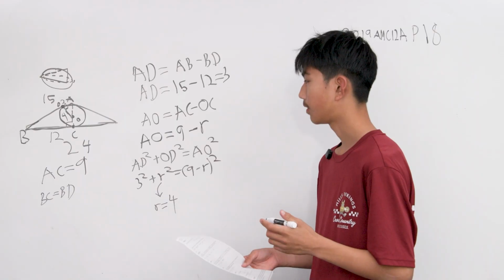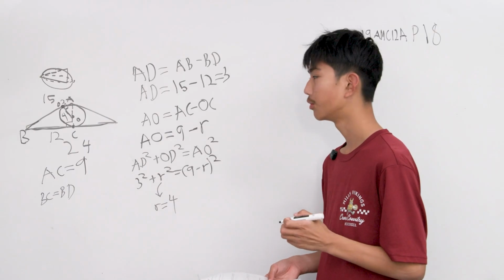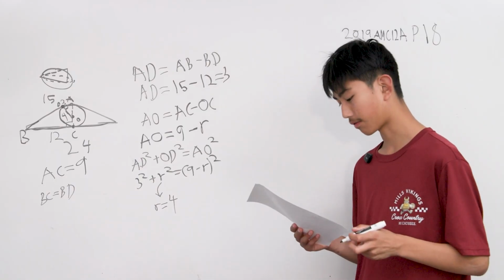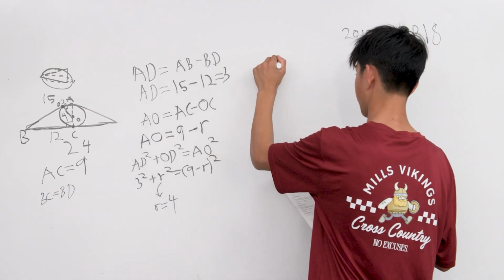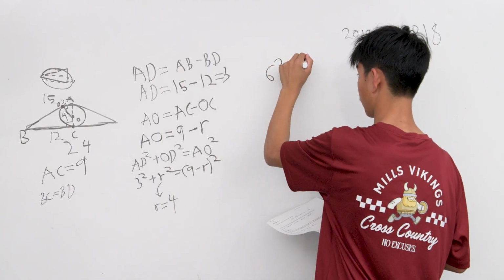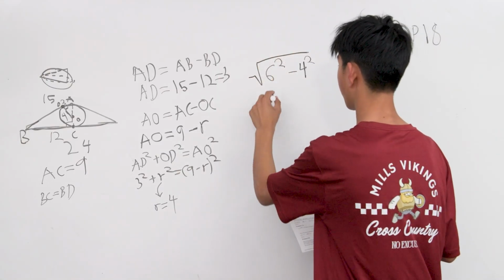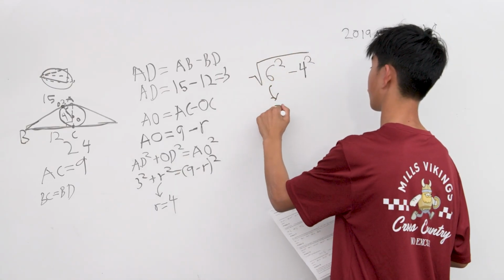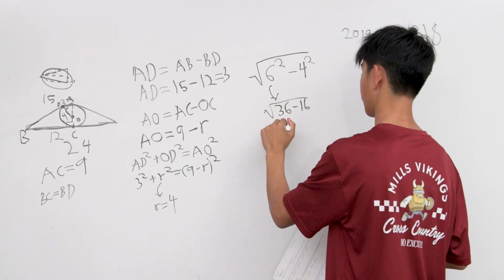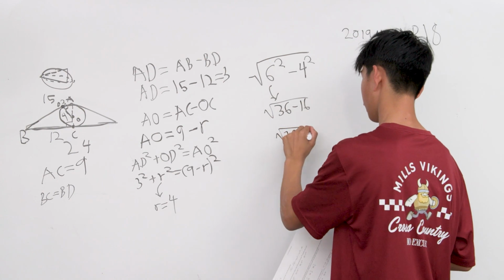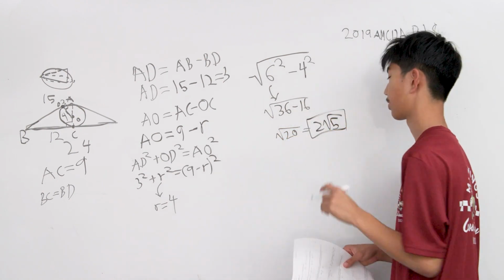If it's the distance between the center and the plane of the triangle, we take the radius of the sphere, which is 6, so the square root of 6 squared minus 4 squared in terms of positioning. This is equal to the square root of 36 minus 16, which is the square root of 20, or 2 root 5, which is our answer for this problem.